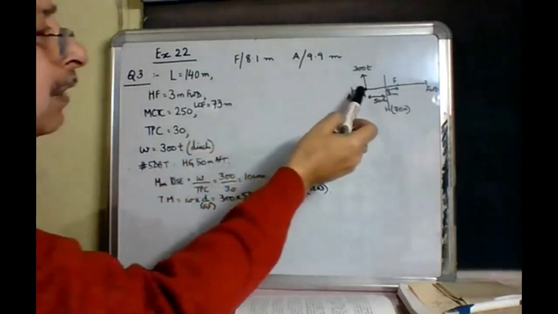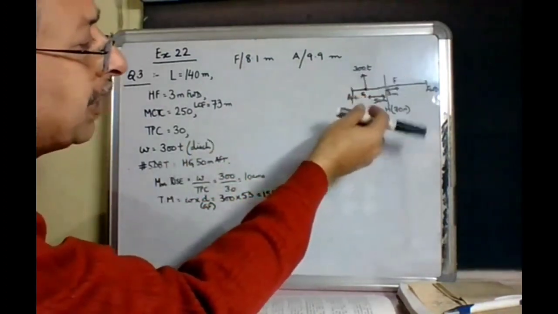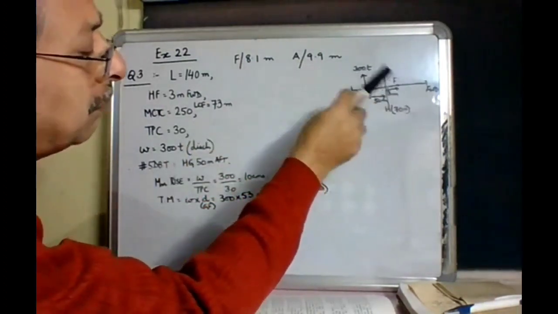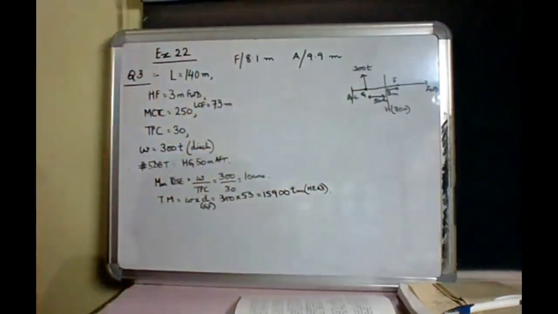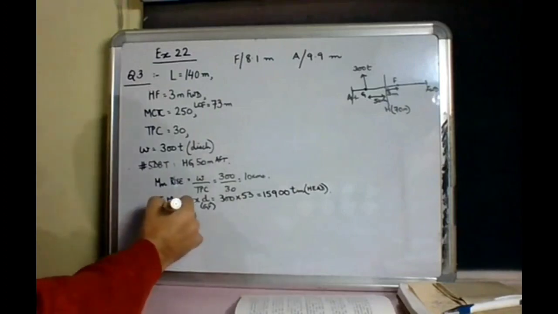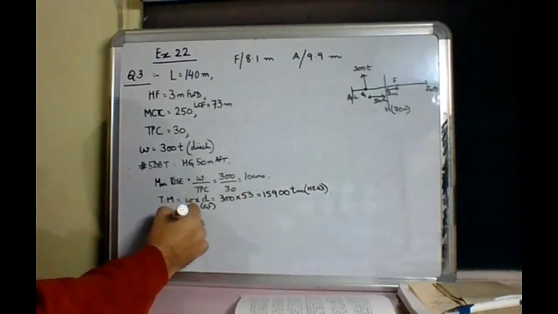Because you're discharging from aft, your bow will go down. Because the bow will go down, the trimming moment will be by head. Yes, sir. So that's your trimming moment. So find out the TC now.